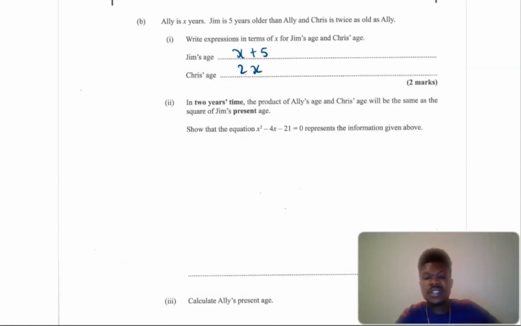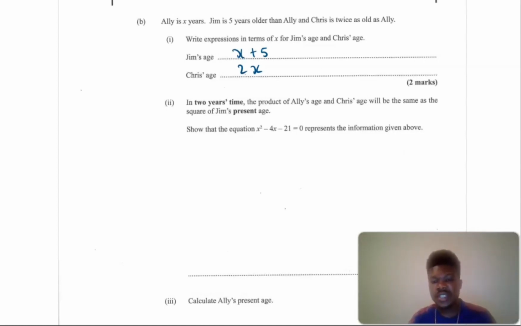Now this next part says in 2 years time, and this is bold, so we need to focus on it. The product of Ali's age and Chris's age will be the same as the square of Jim's present age. All right, show that the equation x squared minus 4x minus 21 equals 0 represents the information given above. Again, they're telling us that when we do this situation, we do the operation and simplify. This is what we're supposed to get. This is the equation we're expected to get. If we don't get it, then we would have done something wrong.